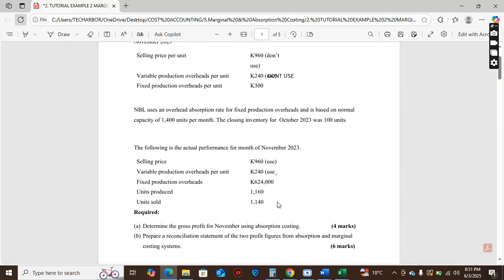Sometimes the question will let you know this is the opening inventory, this is the closing inventory. Other times they won't let you know. So we're doing this for the month of November. So colleagues, what is the opening inventory? It's for the month of November. So what would be our opening inventory?